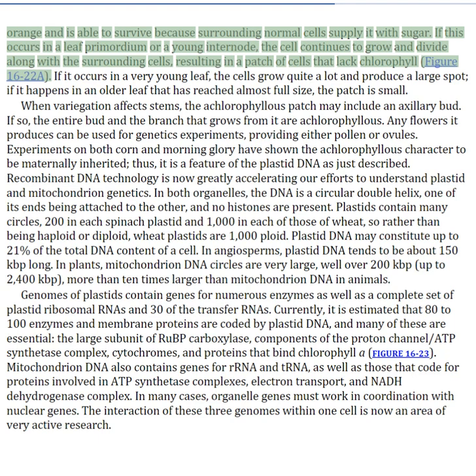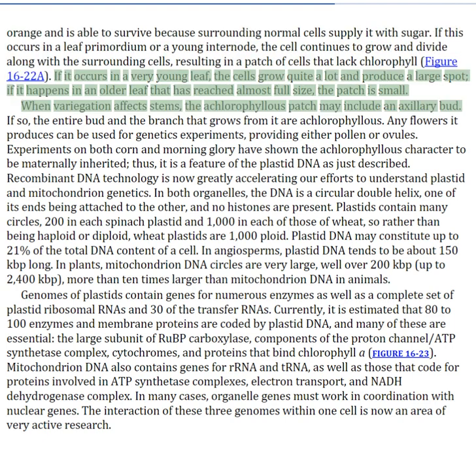If this occurs in a leaf primordium or a young internode, the cell continues to grow and divide along with the surrounding cells, resulting in a patch of cells that lack chlorophyll. If it occurs in a very young leaf, the cells grow quite a lot and produce a large spot. If it happens in an older leaf that has reached almost full size, the patch is small.